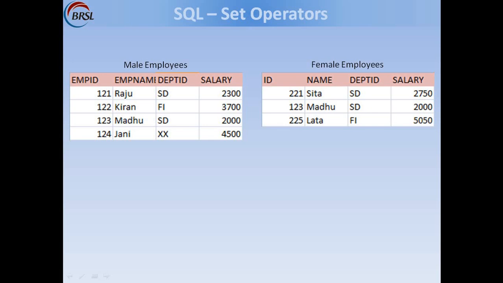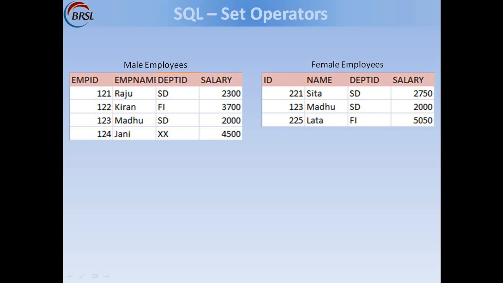In the first position, we have employee ID in both datasets. In the second column position, we have employee name. In third column position, department ID, and in the fourth column position, salary. So metadata is compatible. So we can combine these two datasets with the set operators.